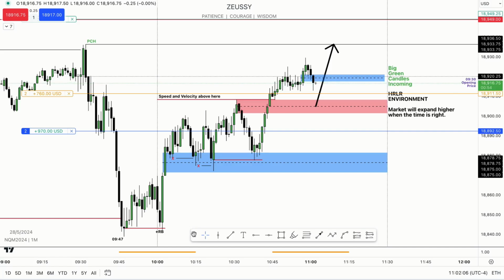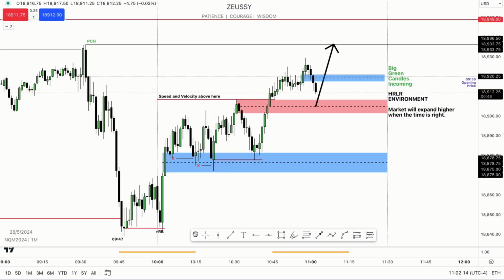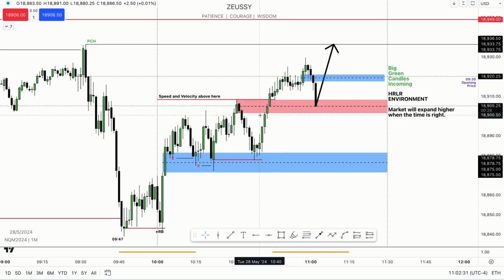This delivery is just so ugly when you look at it. The closures outside of imbalances, the disrespect of PD arrays, the failures to create real PD arrays. The only real reaction that I deemed as nice was right here, this upclose candle that got broken through by a BC. Besides that, everything is just so messy. And that's exactly this environment. It's a high resistance liquidity run environment.